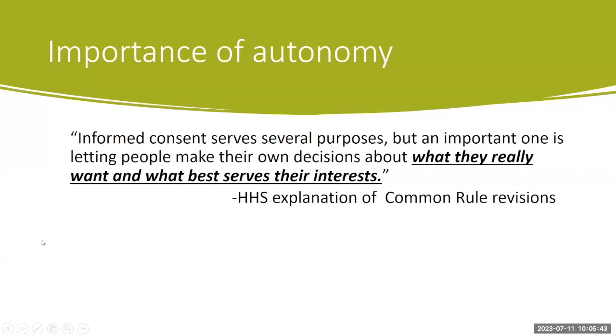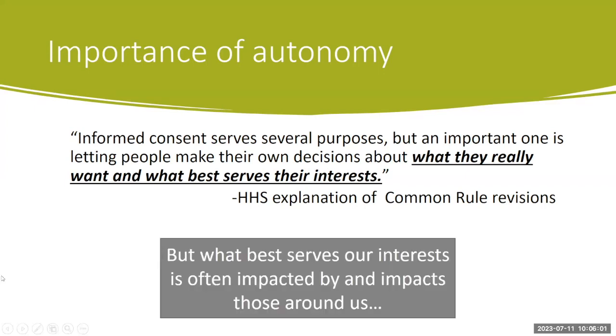Okay, so the importance of autonomy. This is an explanation from the Common Rule revisions that I find helpful and easy to understand. Informed consent serves several purposes, but an important one is letting people make their own decisions about what they really want and what best serves their interest. However, we know what best serves our interests is often impacted by and impacts those around us. We're not these autonomous agents in little individual bubbles who go about this world with no other concerns or cares about anyone else. We are socially embedded, and our decisions reflect that.